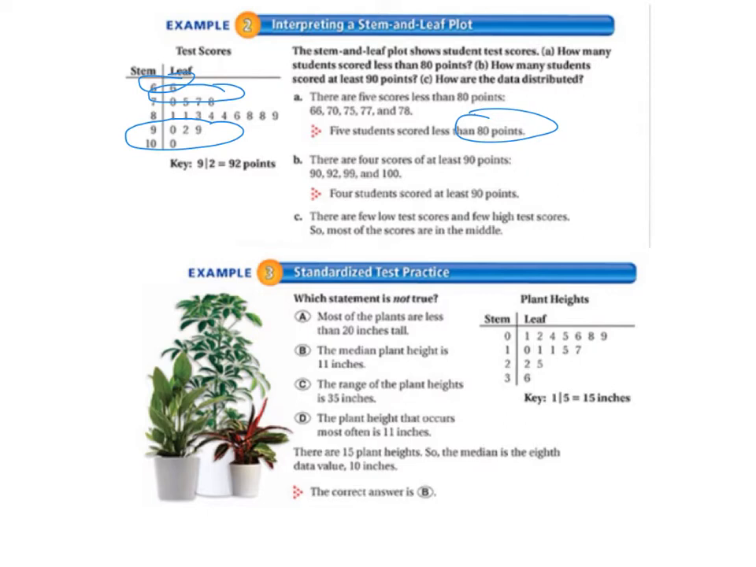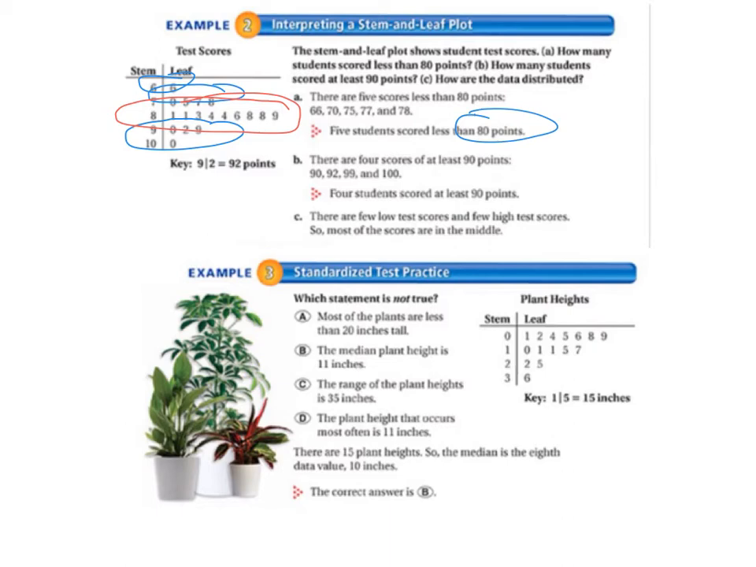Letter C, there are few low test scores and few high test scores, so most of the scores are in the middle. So if you look at this, you can see that most of the distribution is right here in the 80s, which is in the middle.